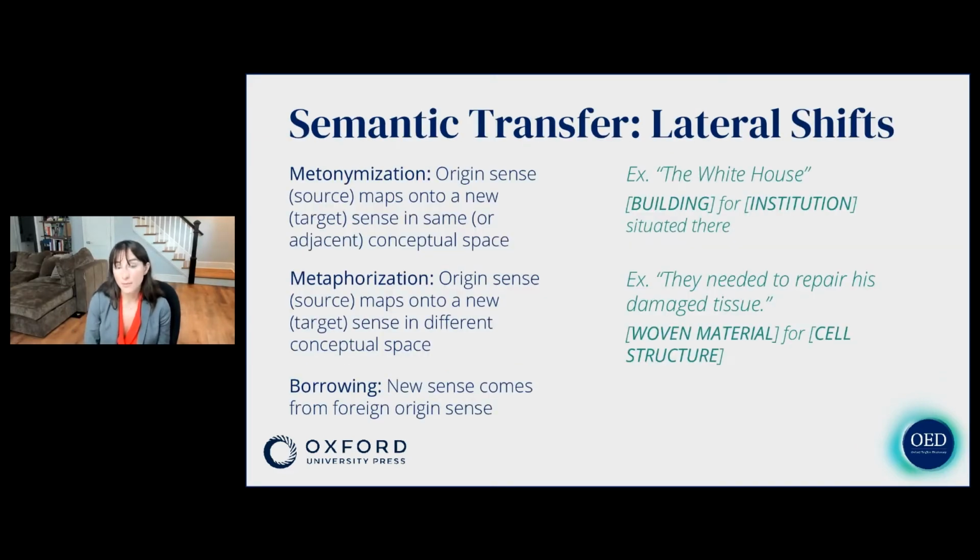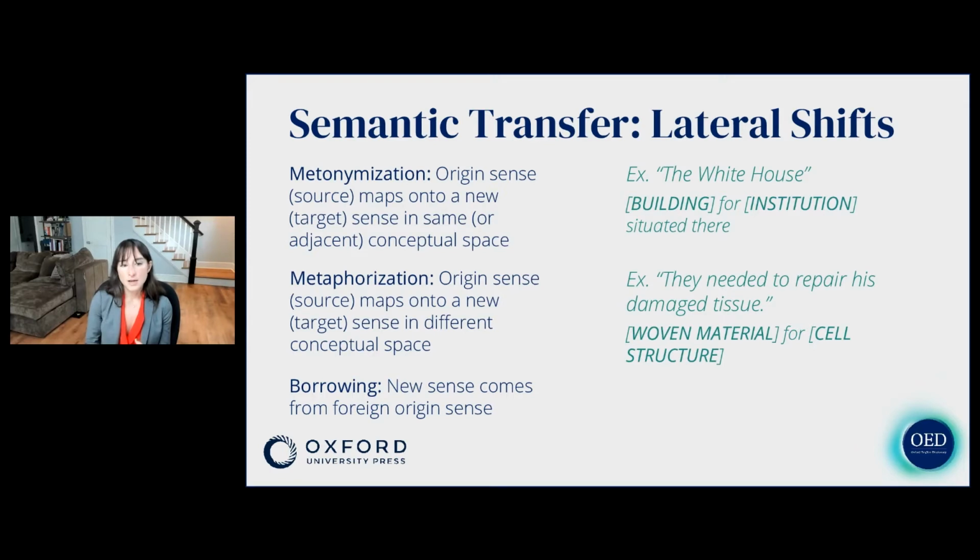The change tags that we're particularly interested in with this research are those that fall under semantic transfer and lateral shifts in meaning. I'd already discussed metonymization, and so I'll move past that. But the other most common mechanism of semantic transfer is metaphorization, where the origin sense maps onto a target sense in a different conceptual space. And so whereas metonymization is characterized by this adjacency, it's actually the distance and the necessity of a likeness or of a comparison across otherwise distant or non-adjacent concepts that anchors metaphorization.